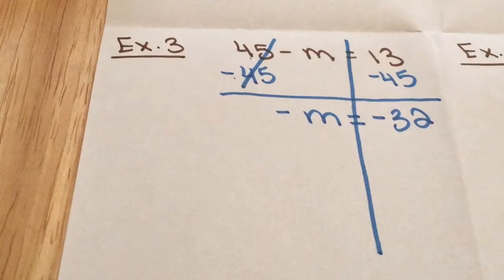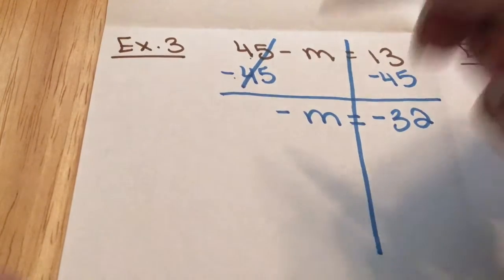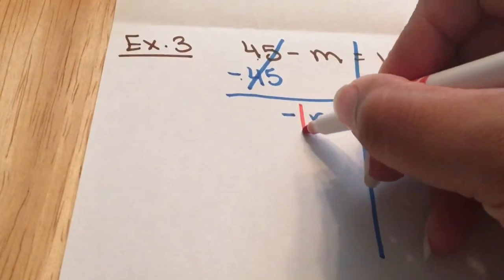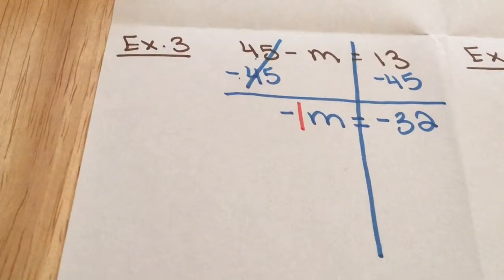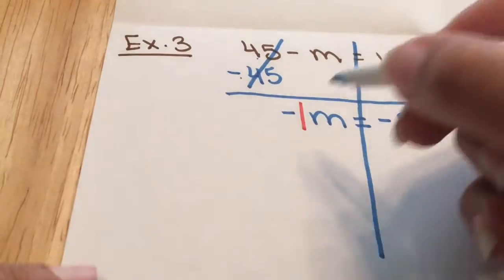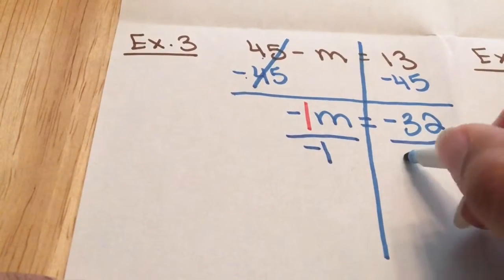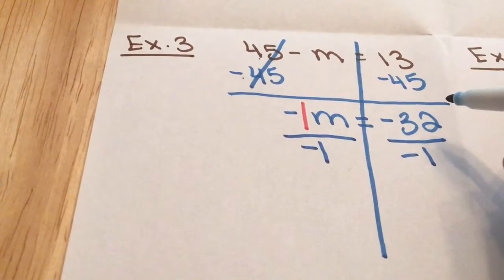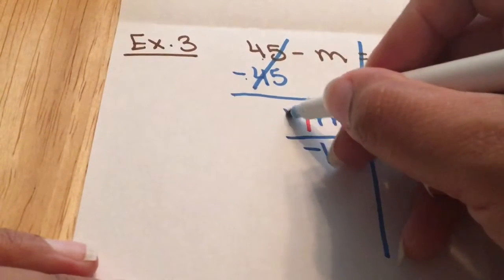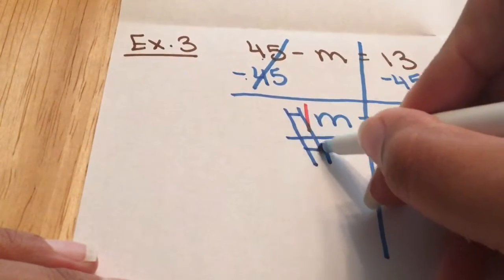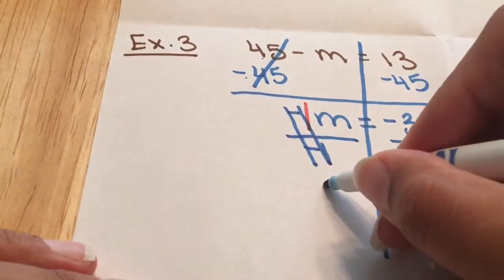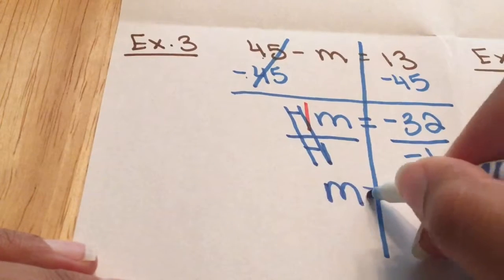And we have to remember that the coefficient that we don't see in front of this m is that invisible 1. So I'm going to go ahead and draw that there. And now I know I can divide both sides by negative 1 to clear out the coefficients in front of my variable. The negatives are gone. 1 divided by 1 is 1, so it's just 1m or m.